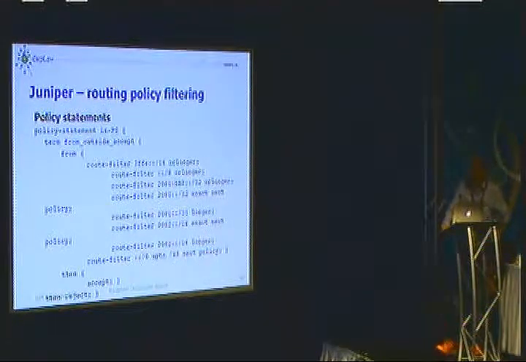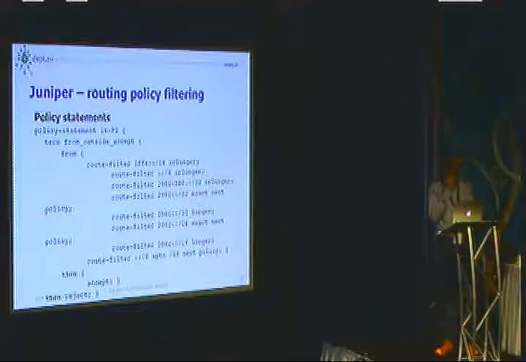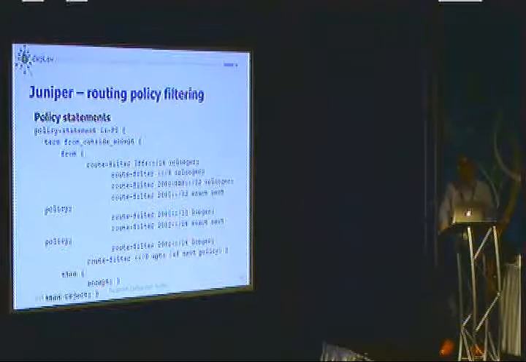Also, with policies or filters, you go to the policy statement, you put a name, you put term from outside accept, or the name that you want, from, and you put all the IP addresses that you want to filter, and then the sequence to accept or reject. So if you are familiar with Juniper, it will be kind of the same configuration.